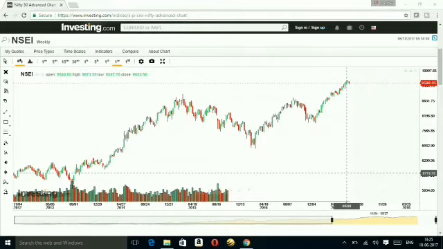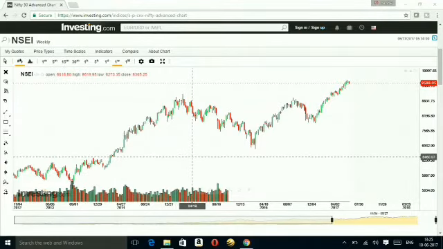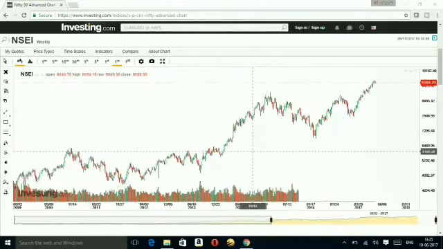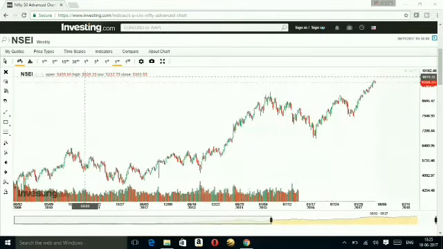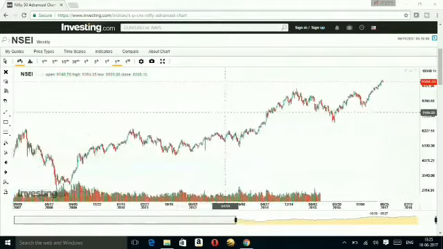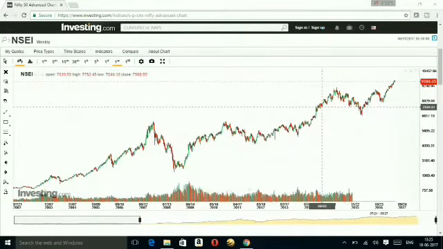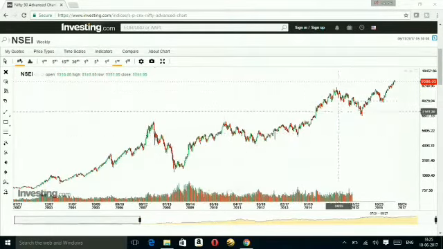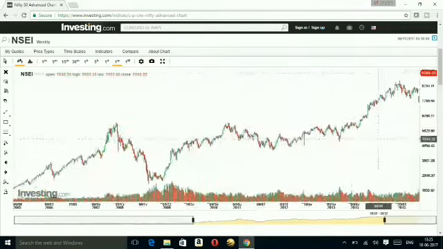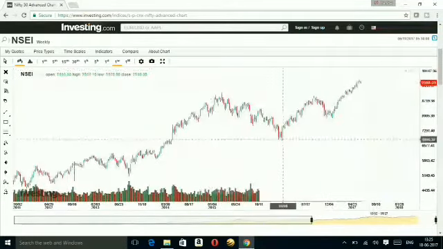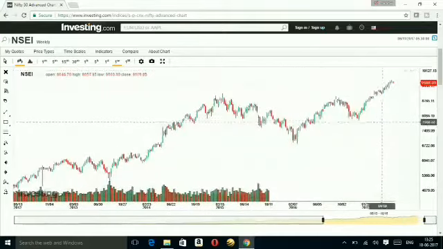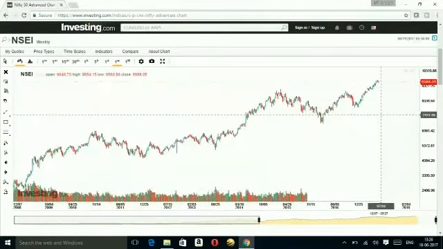So today we will try to analyze Nifty on various time frames. Here I am on the website investing.com, and this is a weekly chart of Nifty. If you see, Nifty is in an uptrend and we are making higher highs, so we need to be a bit cautious over here. So let's try to draw patterns on Nifty and see what we can get.